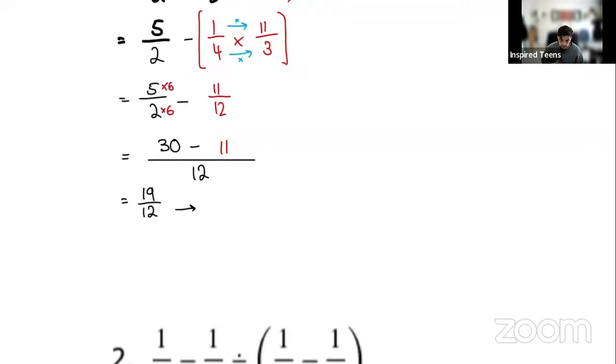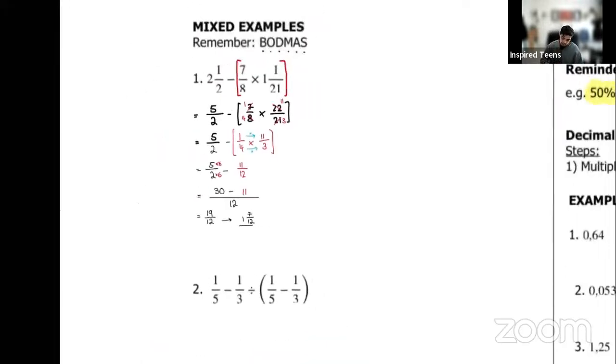So how do you convert it to a mixed number? You say, how many times is 12 going into 19? 12 goes into 19 once, with a remainder of 7 over the same denominator, 12. So 1 and 7 over 12 would be the mixed number answer for this.